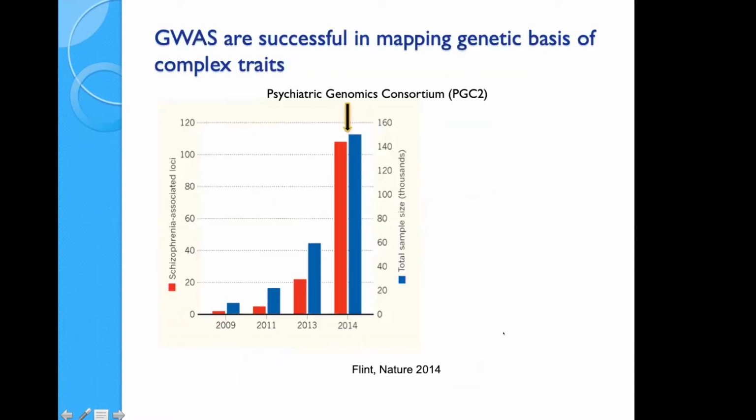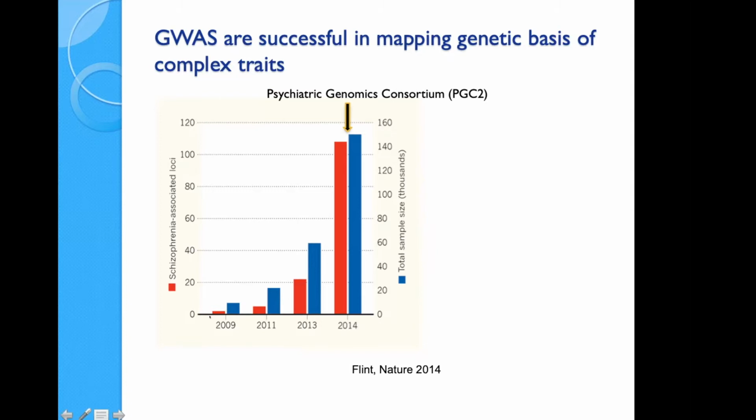Now, GWAS have been highly successful in mapping the genetic basis of complex traits. This slide shows the results for schizophrenia. Schizophrenia is a complex mental disorder. The figure shows the progress over the years. The red bar shows the number of loci that are implicated. The blue bar shows the sample size, measured in thousands of samples.